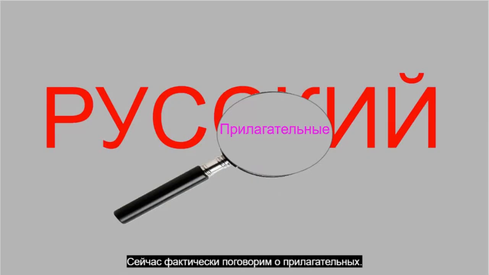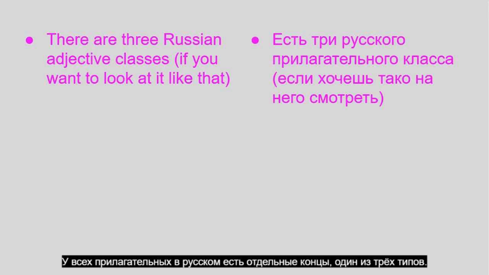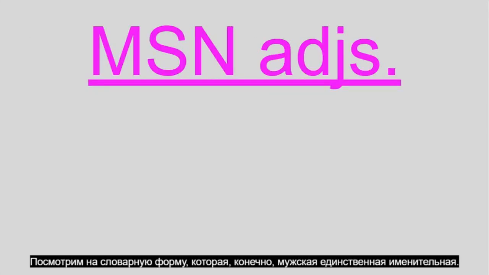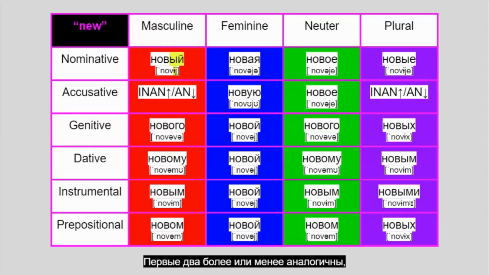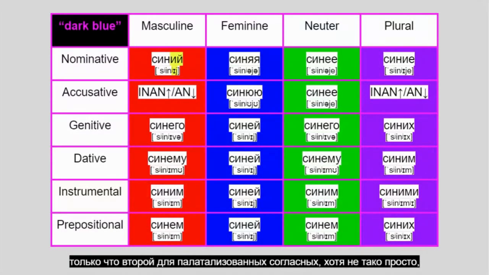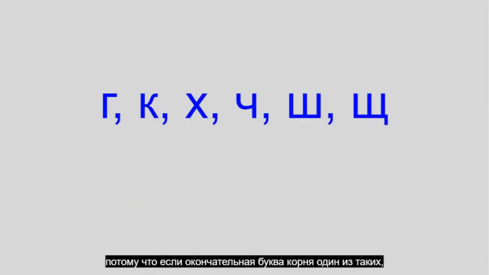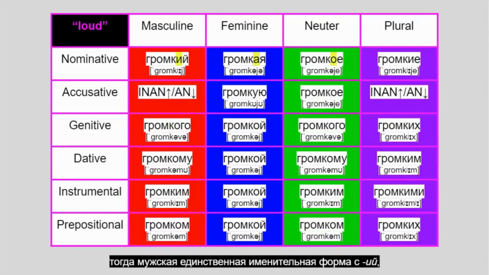Now let's actually talk about adjectives. All adjectives in Russian have distinct endings, one of three types. We'll look at the dictionary form, which is of course masculine singular nominative. The three endings are yi, ii, and oi. The first two are more or less similar, just the second one being for palatalized consonants, although it's not that simple, because if the final letter of the root is one of these, then the masculine singular nominative form is with yi, but most other inflected forms look like they have i.